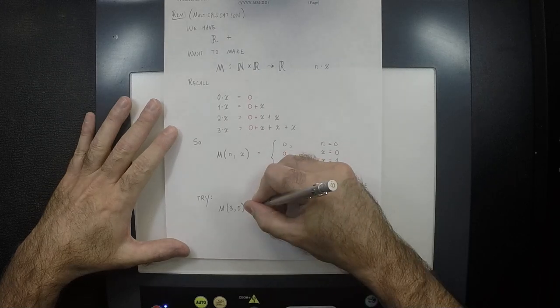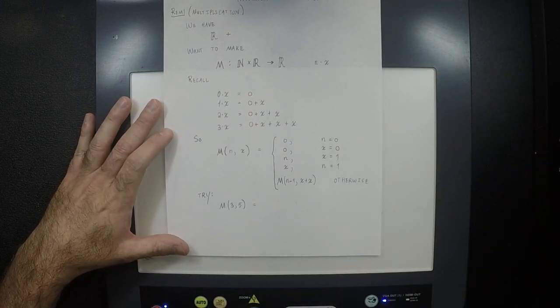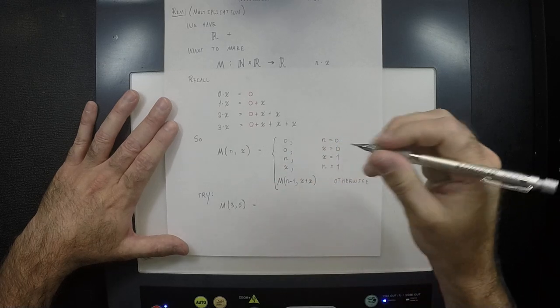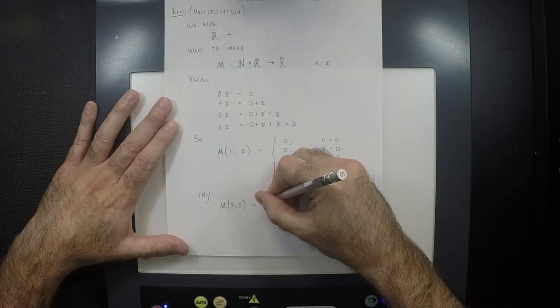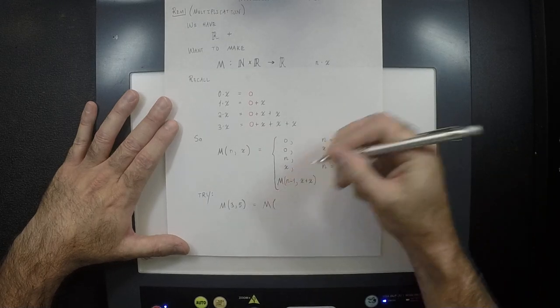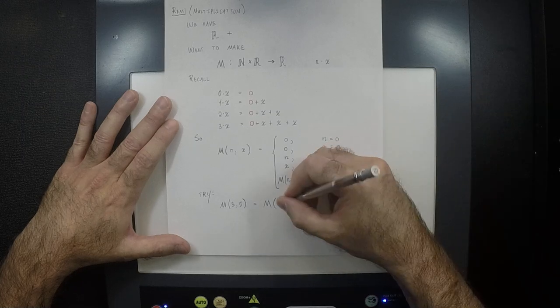Okay. So which case will we be in? We'll be in the last one, right? The otherwise case. So that means that we're going to have to say that this is equal to a different evaluation. What will the first argument be? 2. And what will the next argument be? 10.